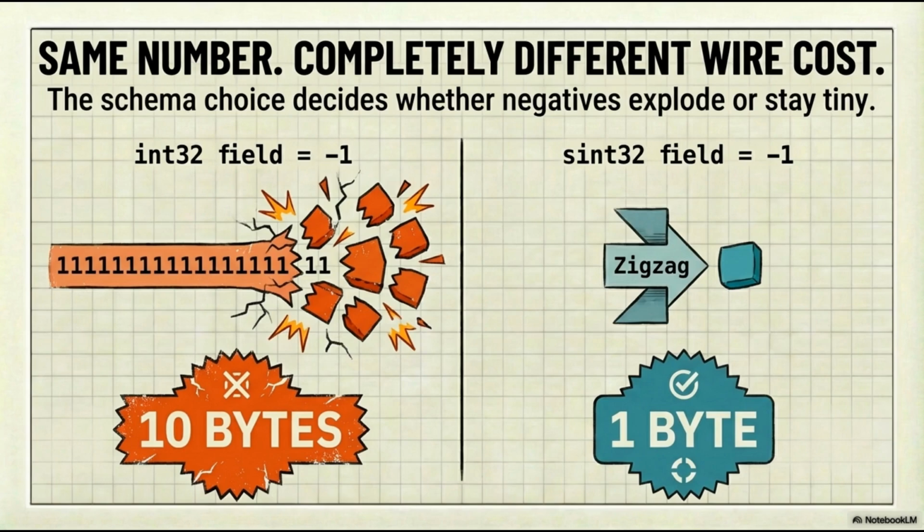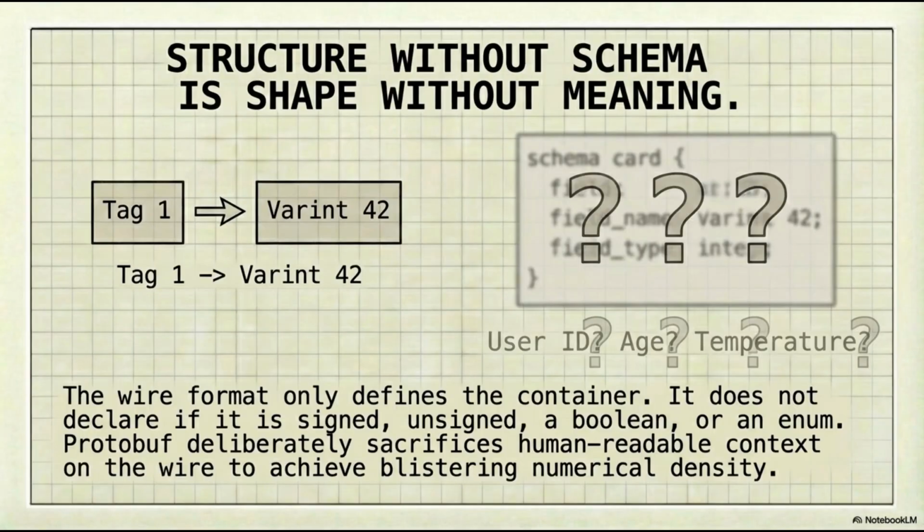This brings us to a fundamental philosophical trade-off in Protobuf: semantic opacity. Semantic opacity, meaning the structure is visible, but the meaning is hidden. Right. If I intercept that 9-byte stream without having your .proto file, I can parse it structurally. I can see that field 1 has a varint value of 42, but I have absolutely no idea if field 1 is a user ID, a temperature reading, or an age. Right. Structure without the schema tells you the shapes. The schema tells you what they mean.